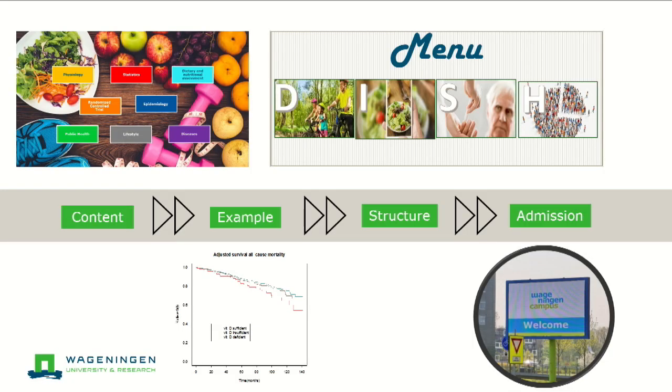And we have been informing you about the typical courses in our master, which you see on the left side, upper corner. And the courses are structured around our DISH model or DISH menu, where DISH stands for determinants, intake, status, and health. Once you know how to assess the epidemiological association between determinants, intake, status, and health, then we can play a positive influence or have an effect on public health.